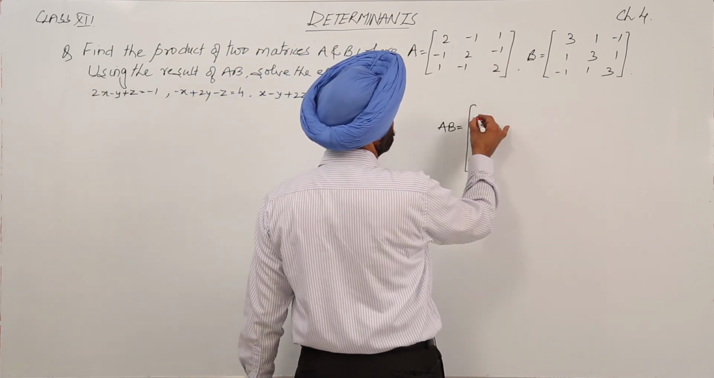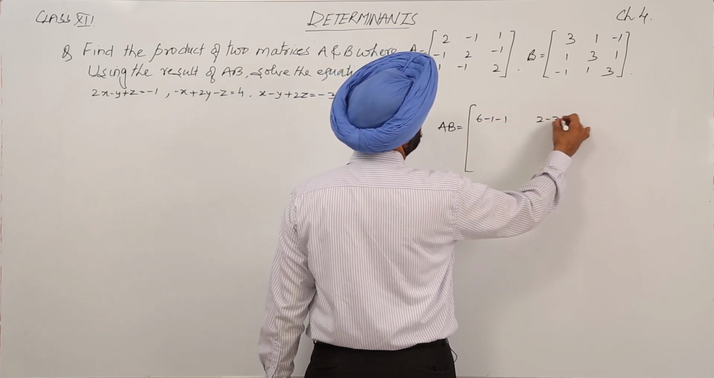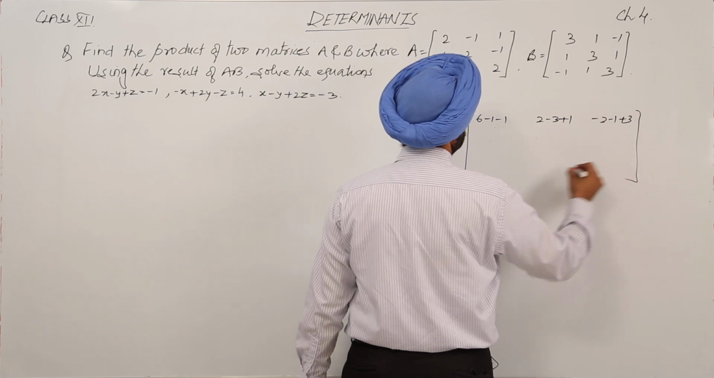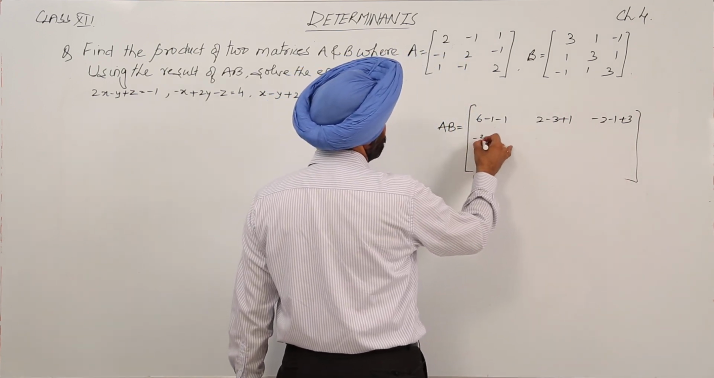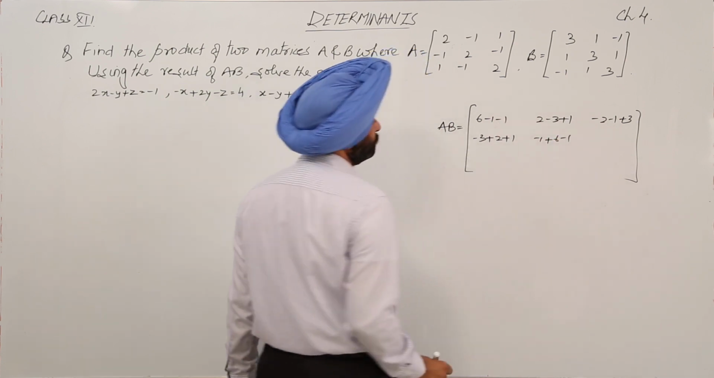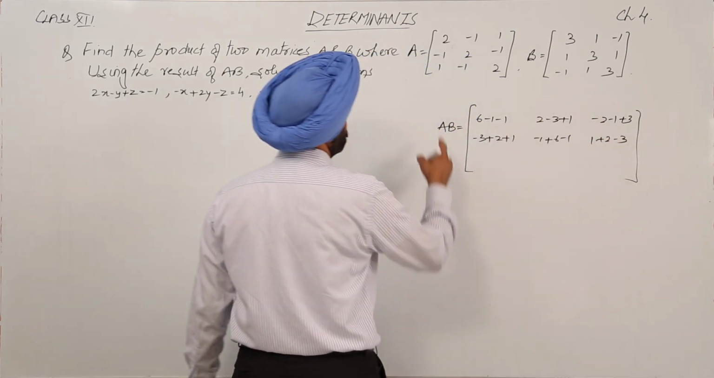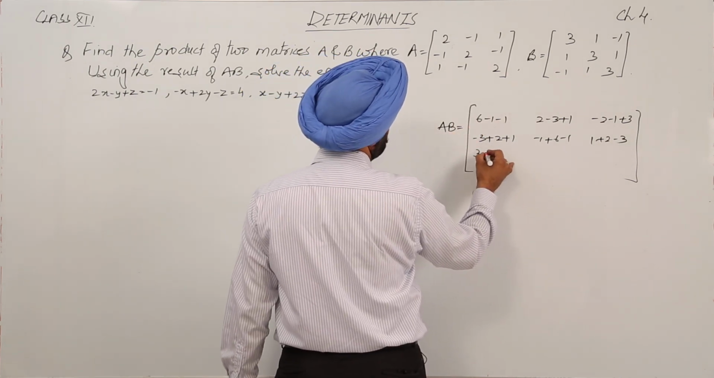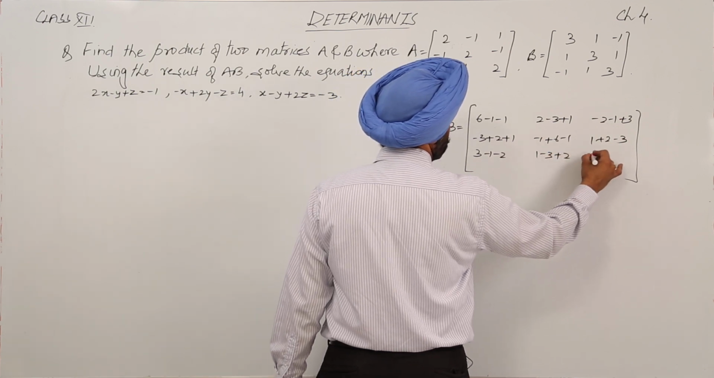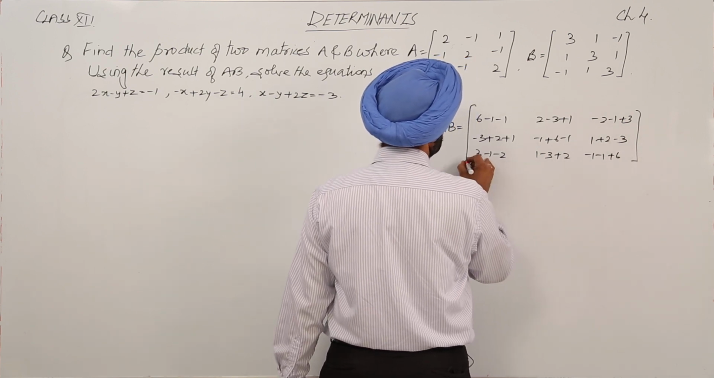Okay, so it is 2 with 3, now 6 minus 1 minus 1, then we are having 2 minus 3 plus 1, then minus 2 minus 1 plus 3, then minus 3 plus 2 plus 1, then minus 1 plus 6 minus 1, and lastly 1 plus 2 minus 3. Then 1 with 3 we are having 3 minus 1 minus 2, 1 minus 3 plus 2, and minus 1 plus 6. Okay, so now what does this become?